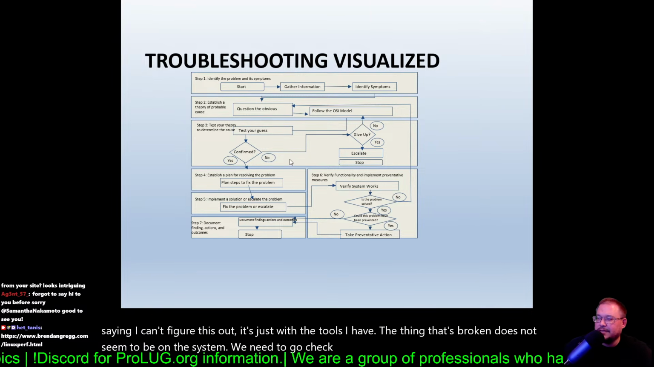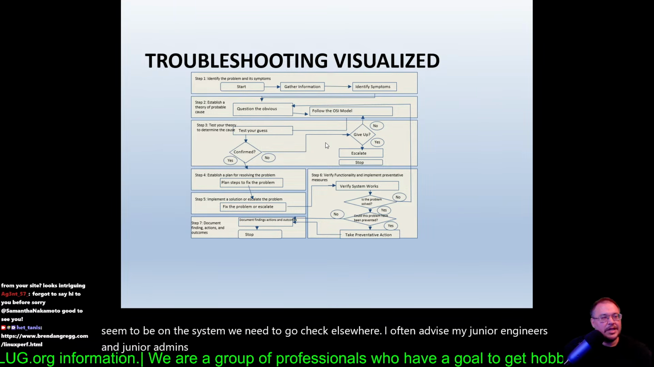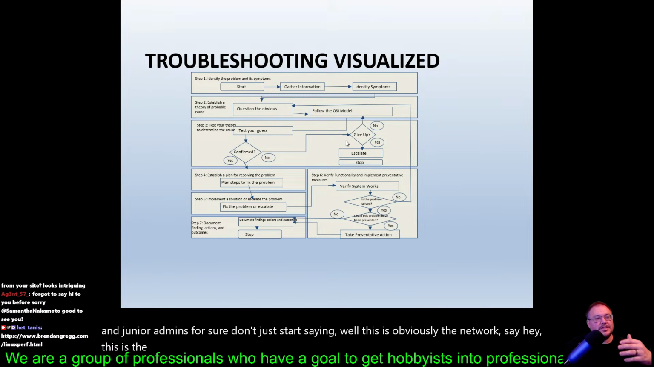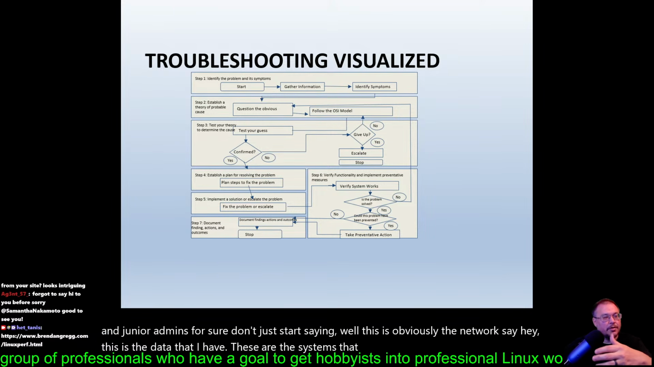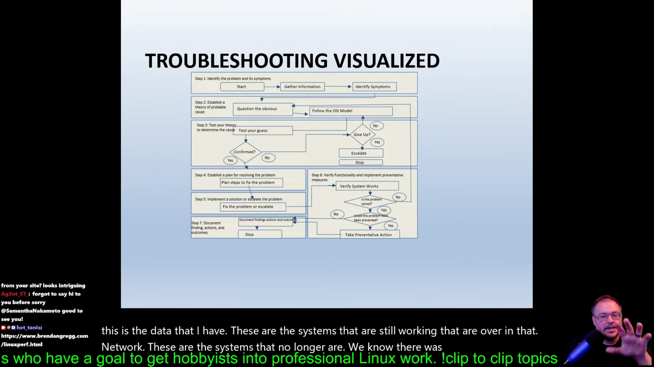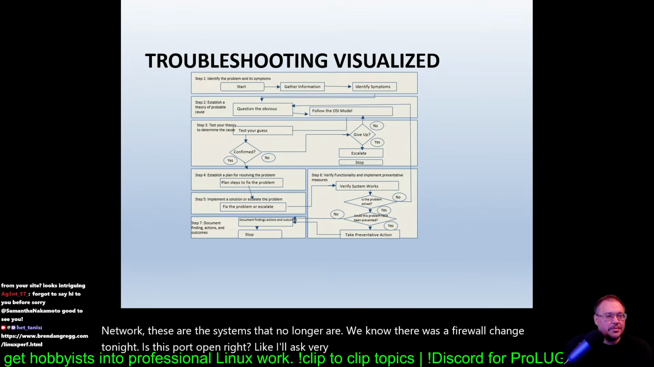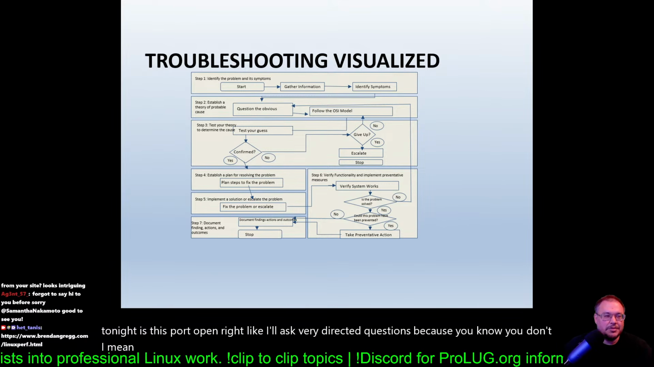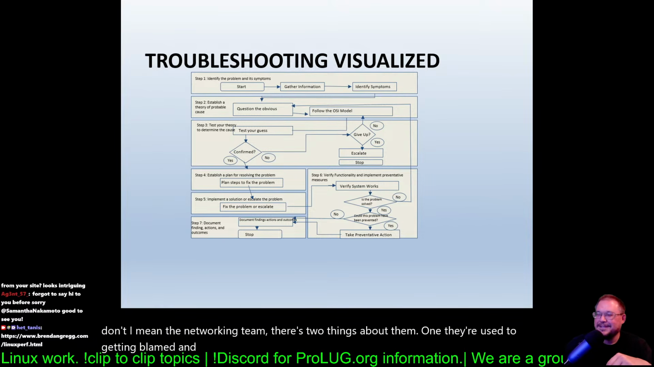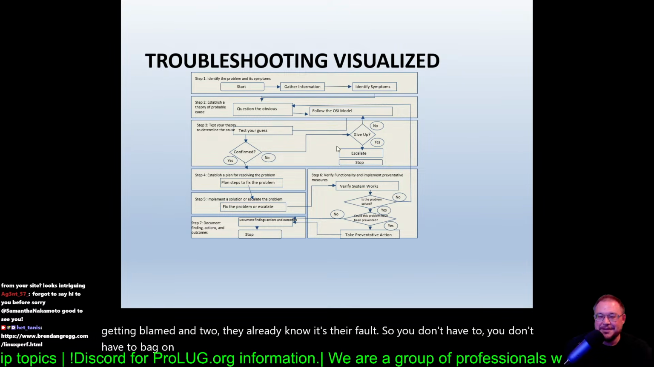I often advise my junior engineers and junior admins, for sure, don't just start saying, well, this is obviously the network. Say, hey, this is the data that I have. These are the systems that are still working over in that network. These are the systems that no longer are. We know there was a firewall change tonight. Is this port open, right? I'll ask very directed questions because, I mean, the networking team, there's two things about them. One, they're used to getting blamed. And two, they already know it's their fault. So you don't have to bag on them anymore, because then they're going to hate you.